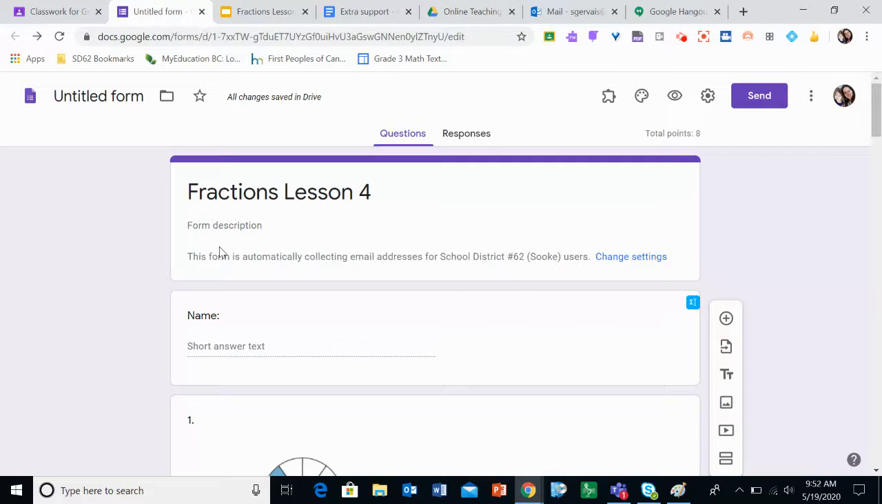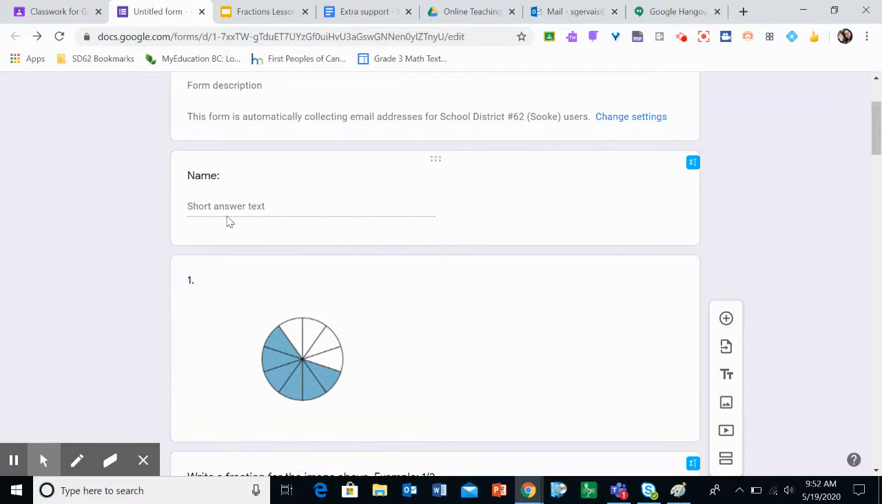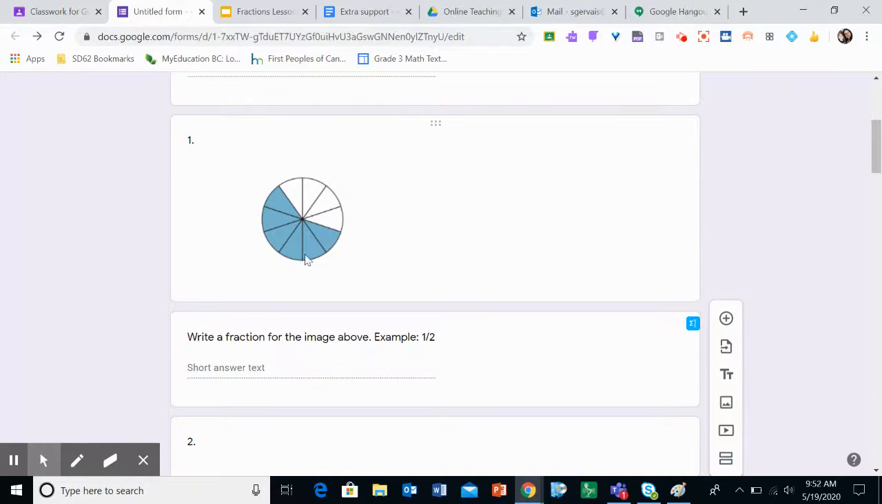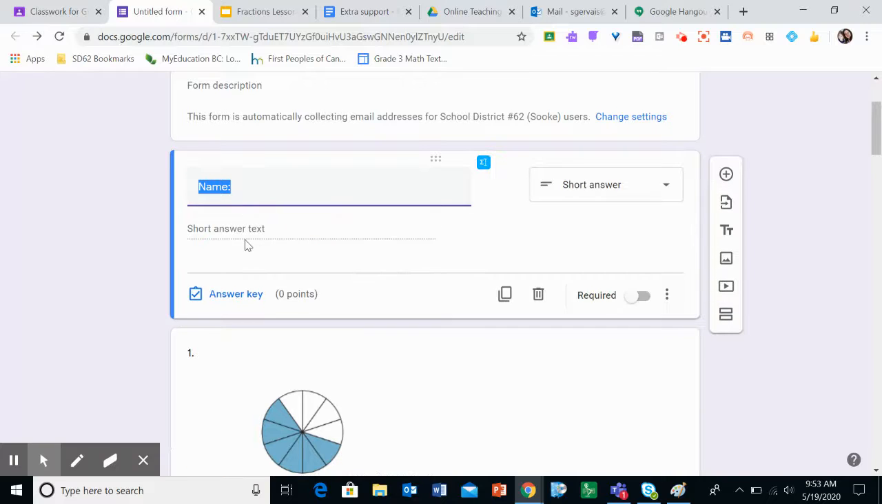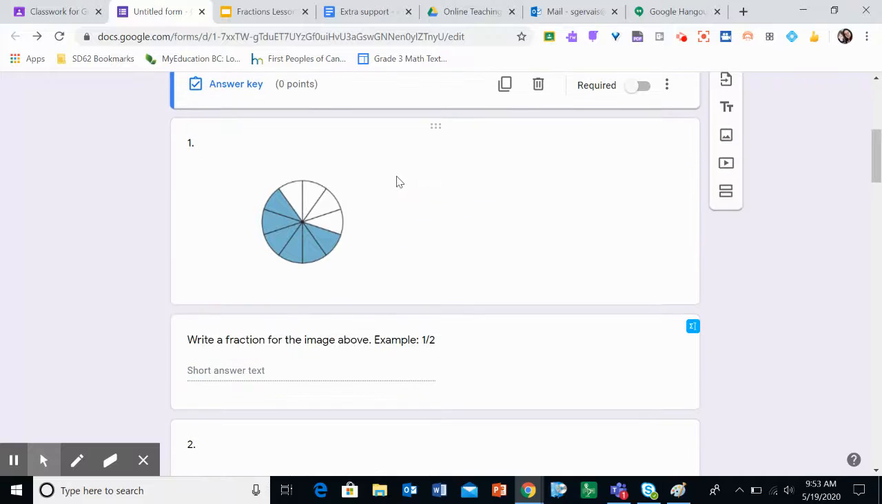All right, so now for your activity. You write your name here. Try not to forget. So we're going to look at this fraction here. Write a fraction for the image above. So an example of a fraction is 1/2. You would use the dash symbol to write this fraction symbol here. Where the question mark is, you don't have to hit shift. You would just hit the button there.